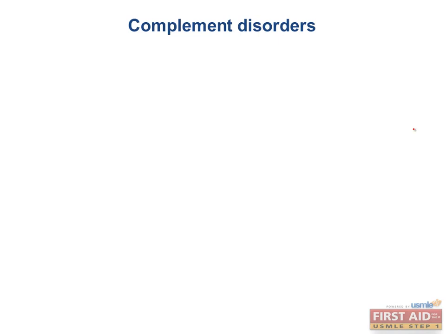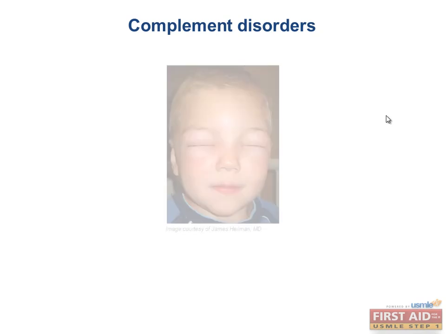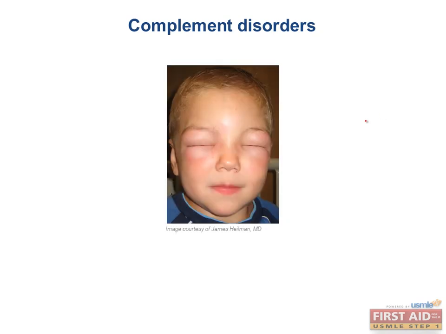All right, now let's talk about what can go wrong with the complement cascade. And in general, it's a problem with inhibiting it, so it's always activated. Why is this a problem? Well, look at this poor kid. Look how swollen he is. This is called angioedema. Why is he so swollen?